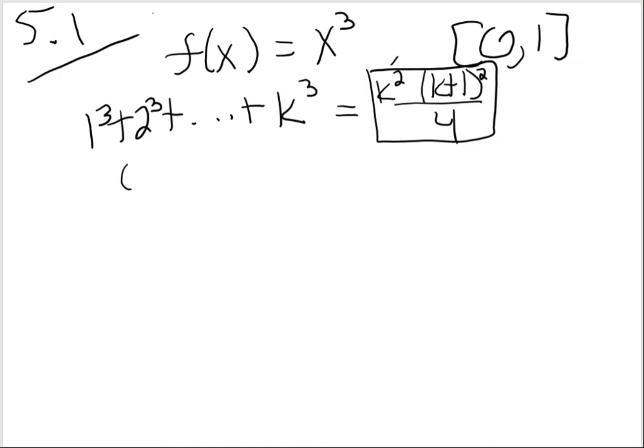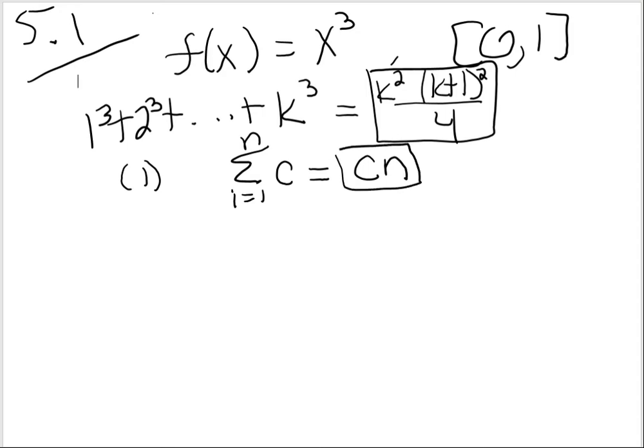One of the rules is if you do the sum from i equals 1 to n of c, where c is just a number, a constant, there's no i in there at all, then this is just cn. Why is that true? Well, you're summing up the same number n times. So it's exactly what you would hope it would be: n times that number.